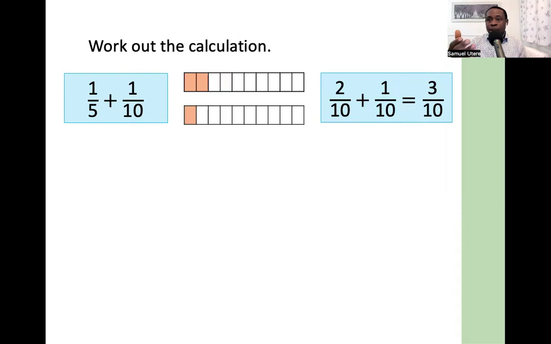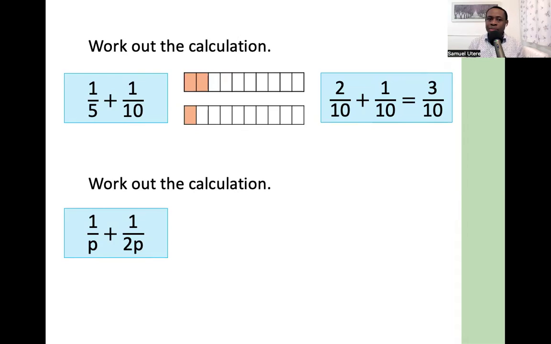And that is equivalent to finding an equivalent fraction that has a denominator of 10, an equivalent fraction to 1/5 that has a denominator of 10. So in this case, we simply multiply by 2. And of course, remember, whatever you do to the denominator, you have to do it to the numerator. So in this case, for 1/5, you multiply the denominator by 2 and you multiply the numerator by 2. So you simply have 3/10 as your answer.